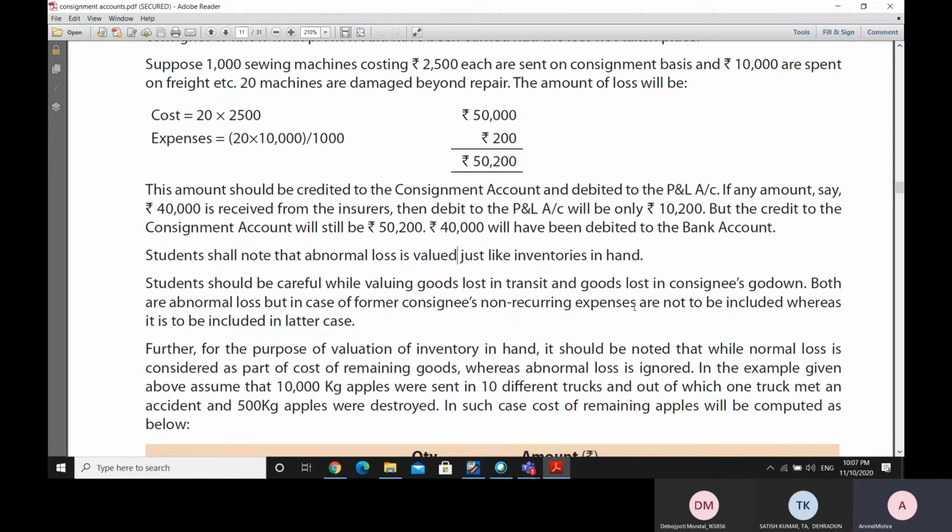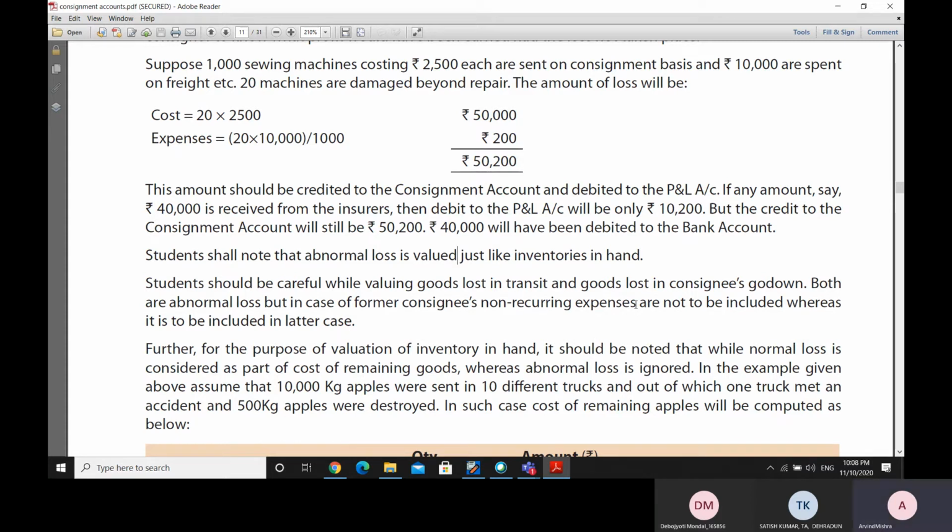Non-recurring expenses means those expenses which had to be incurred due to the loss happening. Recurring expenses are those expenses which keep on happening in the normal course of business. Why are they non-recurring? Because some abnormal loss is happening and therefore some expenses would get incurred to tackle the abnormal loss situation.